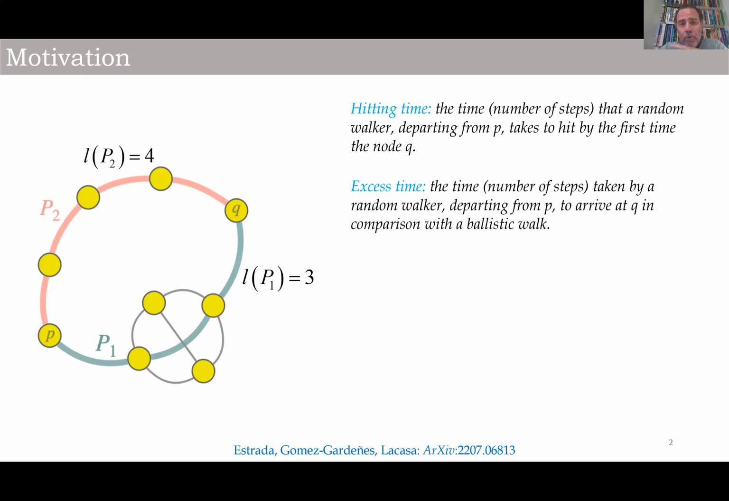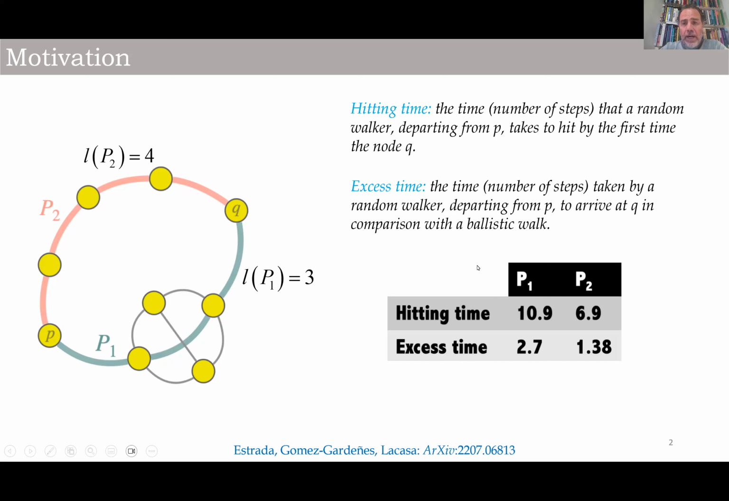So we do computational experiments by taking several random walkers at the node P and measuring the hitting time and the excess time at the node Q. The results are here. What we have is basically that the hitting time going through the longer path is smaller than the hitting time by taking the shortest path. And the excess time is even more dramatic because it's almost double through the shortest path than through the longer path P2. Of course, what happens here, you can immediately figure out.